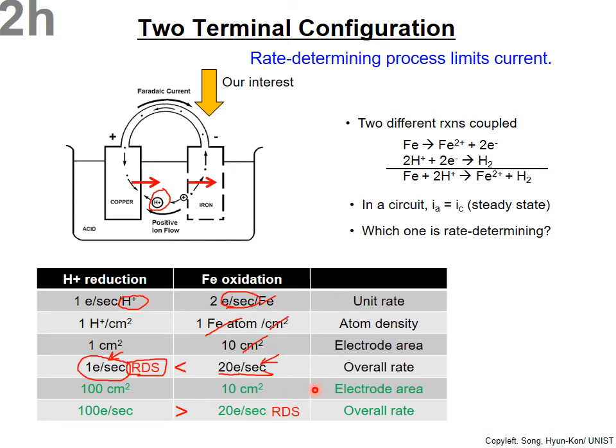As a summary, the rate determining process limits current. In these electrochemical cells, we have two different reactions. Fe goes to Fe2+ oxidation, and protons go to hydrogen gas reduction. Then, in a circuit, the current for oxidation should be equal to the current for reduction. It is the so-called steady state.